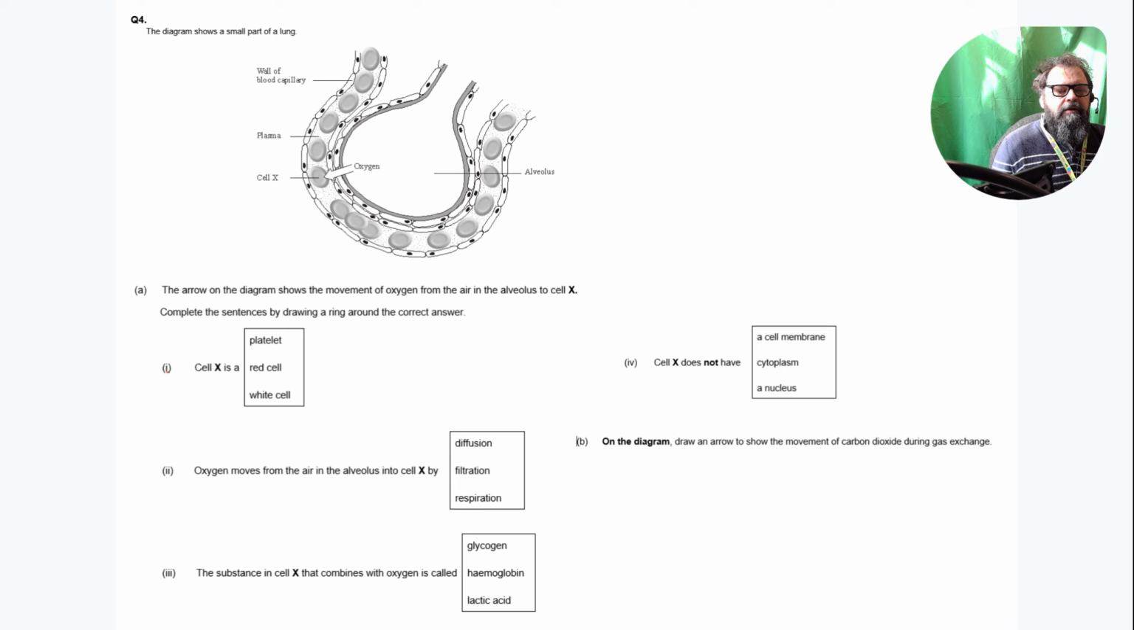Draw the arrow on your diagram, pointing out of the blood into the alveolus, and label it carbon dioxide. If you're being very fussy, you would draw it from the plasma rather than the red blood cells. The carbon dioxide is dissolved in the plasma of the blood.